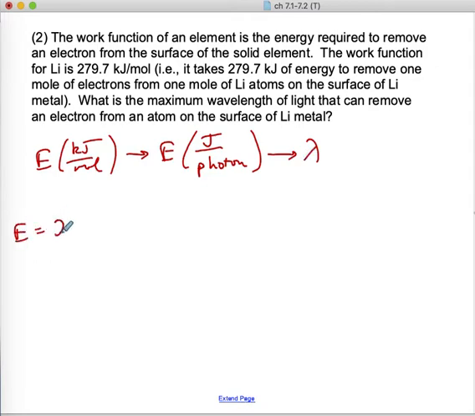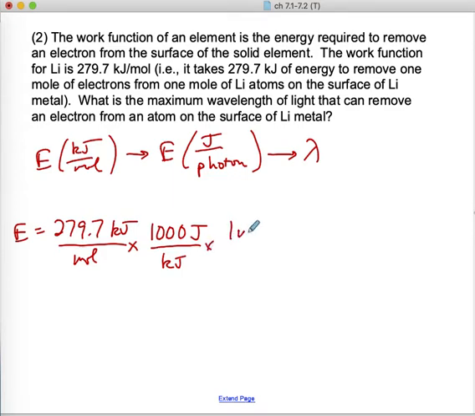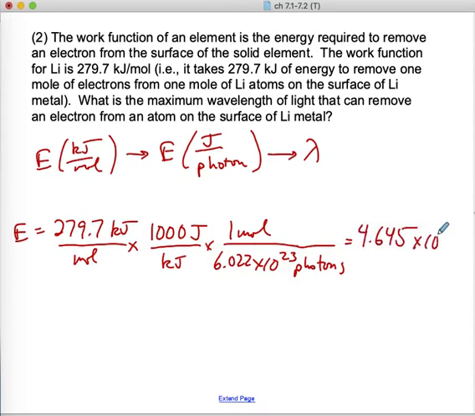So I'll start with my 279.7 kilojoules per mole of photons. We'll want to convert that to joules first, times 1,000 joules per kilojoule. And then to convert that from joules per mole to joules per photon, I will divide by Avogadro's number, or multiply by 1 mole over 6.022 times 10 to the 23rd photons, to give me an energy of 4.645 times 10 to the negative 19th joules per photon.